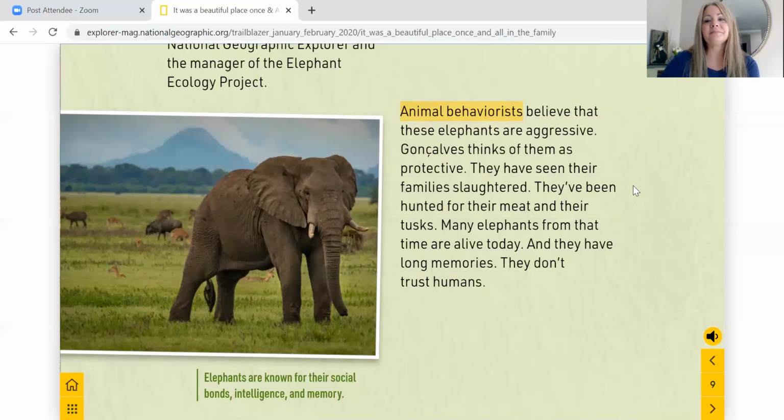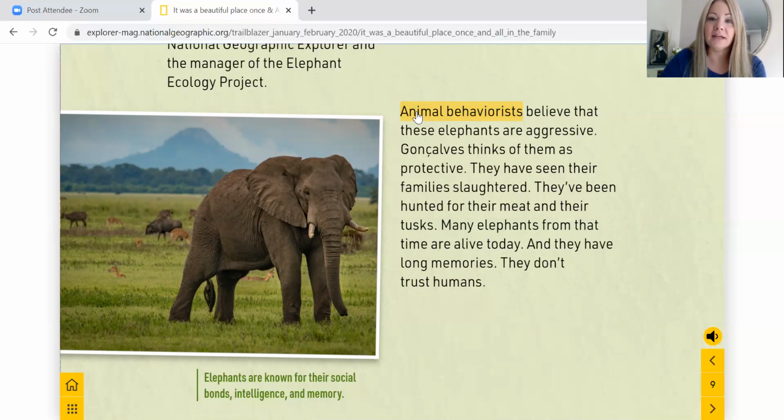Okay, so you just read this paragraph, and right off the bat, you had this phrase, animal behaviorists. Animal behaviorists believe that these elephants are aggressive. If you came up with somebody who studies elephants, you're right. You could use context clues to figure that one out.